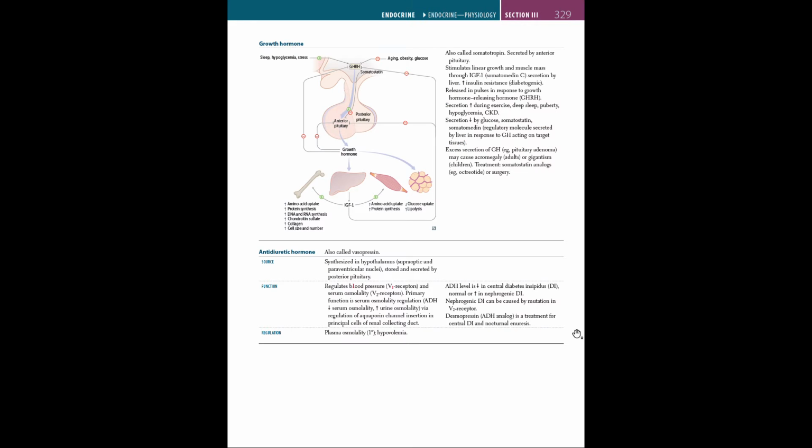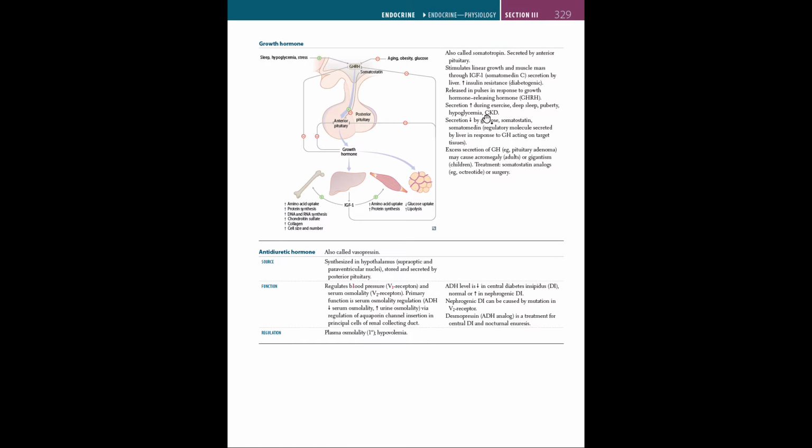And growth hormone. Growth hormone is also called somatotropin, secreted by anterior pituitary. It stimulates linear growth and muscle mass through IGF-1, somatomedin C secretion by liver. It increases insulin resistance, diabetogenic. Released in pulses in response to growth hormone releasing hormone, GHRH.